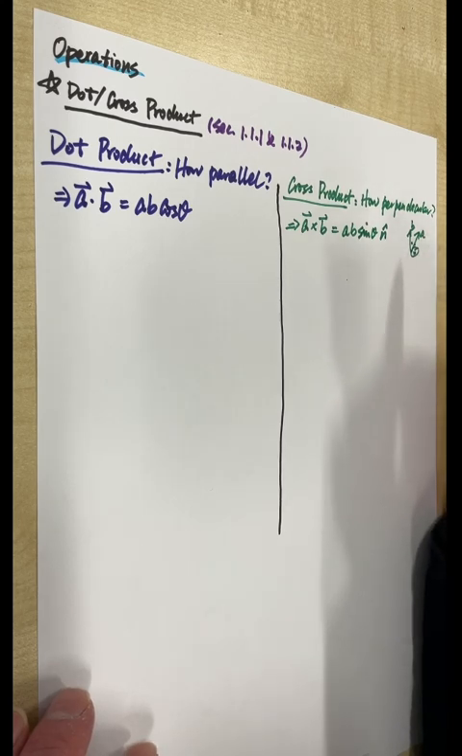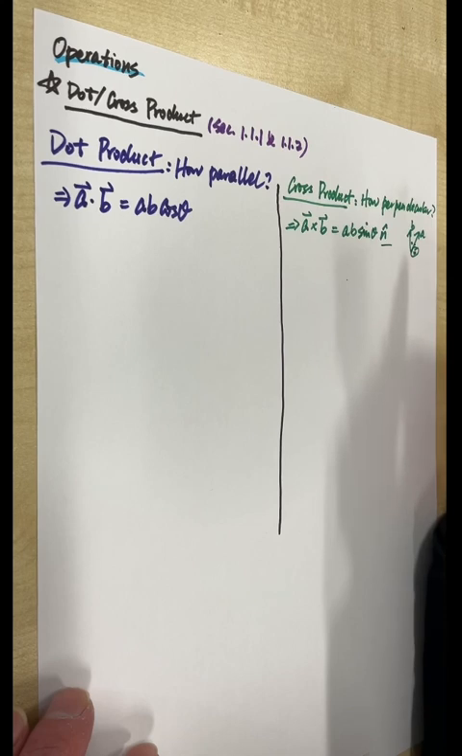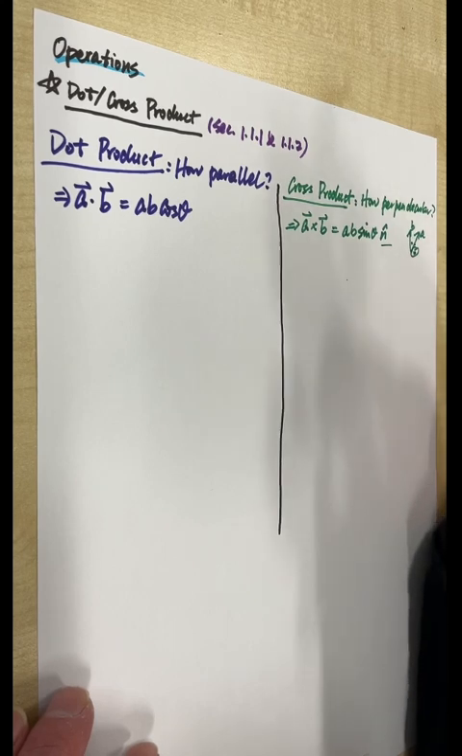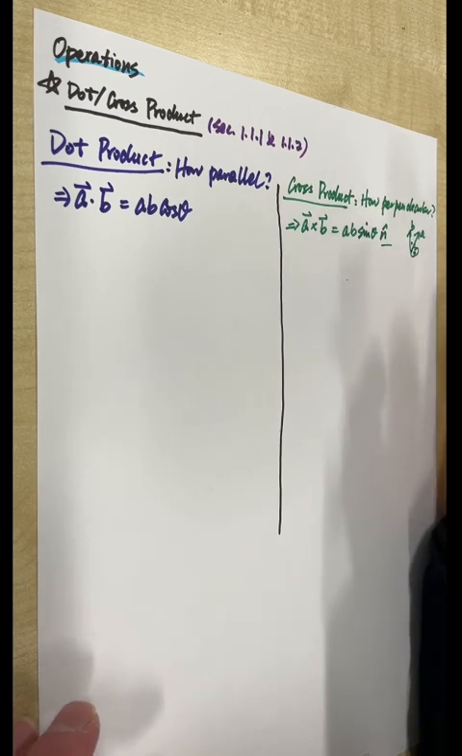What happens when A and B are perpendicular to each other? We get the maximum magnitude. So that special case tells us how perpendicular two vectors are.